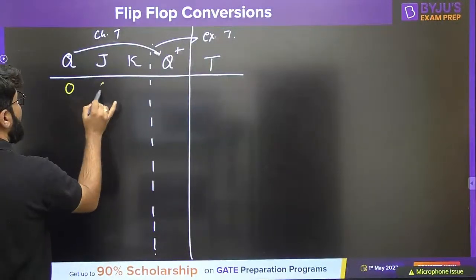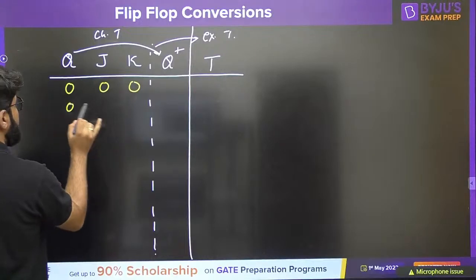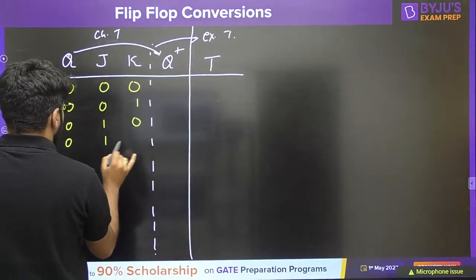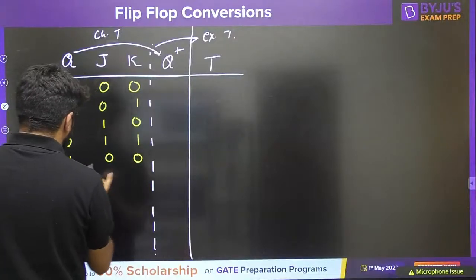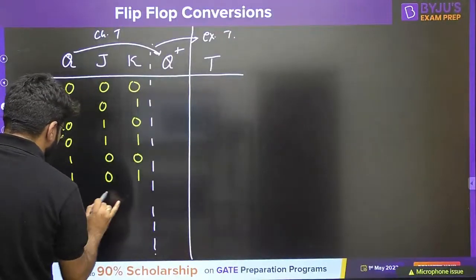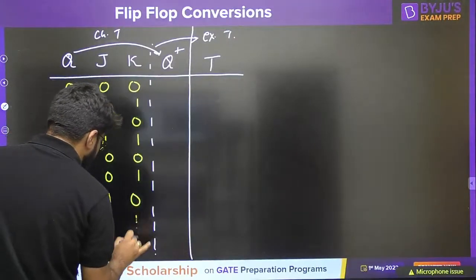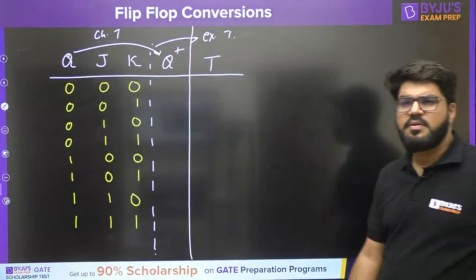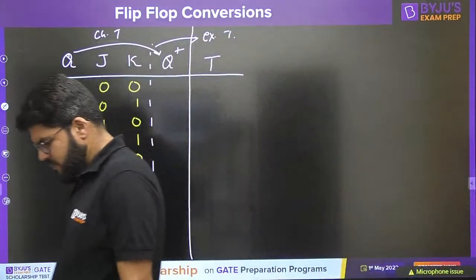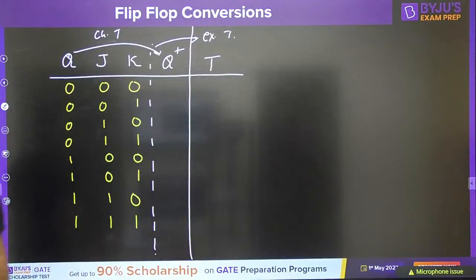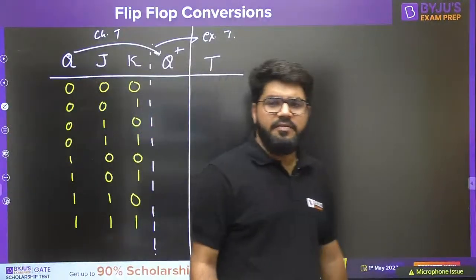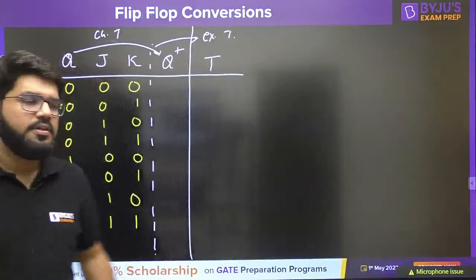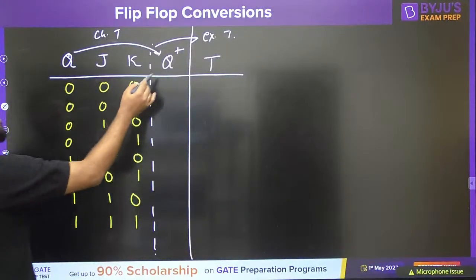Now, Q, J, K will have eight possibilities: 0 0 0, 0 0 1, 0 1 0, 0 1 1, 1 0 0, 1 0 1, 1 1 0, 1 1 1, right? Yes, Navneet, you are telling the reverse, correct. Whenever T is 1, then toggle. Okay, that is correct, Navneet. Now look at the Q plus.